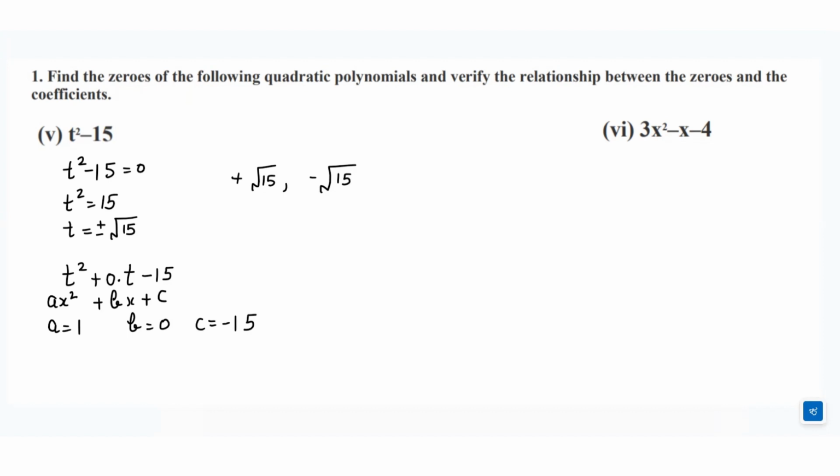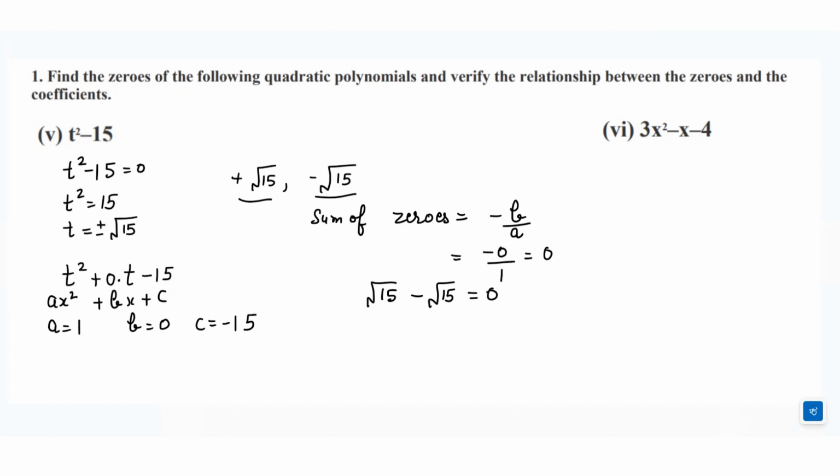So let's find the sum of the zeros here. Sum of zeros is equal to minus b over a. What is the value of b? b is 0. What is the value of a? a is 1. So we get 0. Similarly, if I use these zeros, root 15 minus root 15, both are the same, we will get 0.